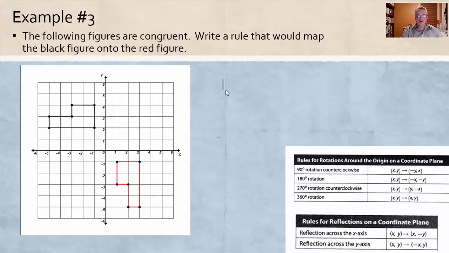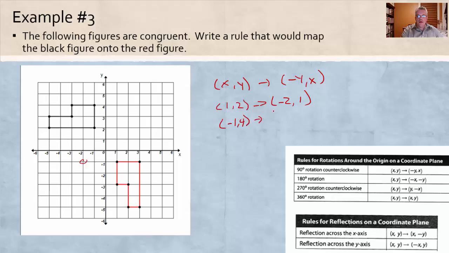So we have (x, y) gets mapped to (-y, x). Okay, so here we go. This point is (1, 2). It's going to go to, well, let's see here. Sometimes with rotations, I like to write it out. (-2, 1). So (-2, 1) is right here. This point right here is at (-1, 4). And it's going to go (-y, x), (-4, -1), which is right here.